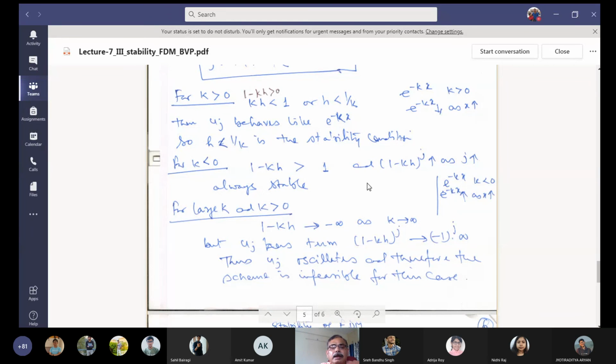And then for large k, 1 minus kh goes to minus infinity as k approaches infinity, so this will always oscillate. There is no doubt that minus 1 to power j into infinity, we cannot control that as k is very, very large, and so it always oscillates. So it is not possible to find the solution for this case. Is that right? Yes, sir.